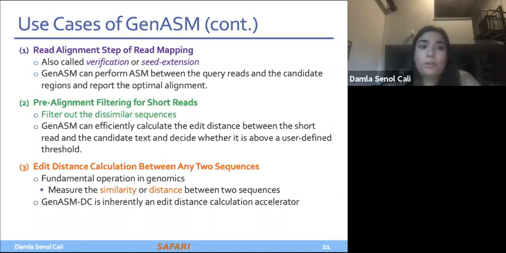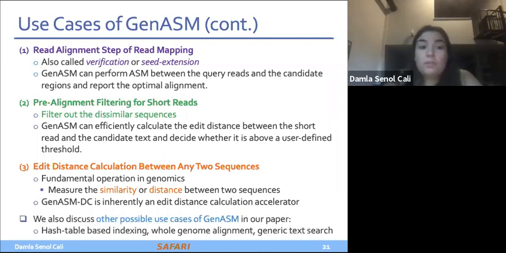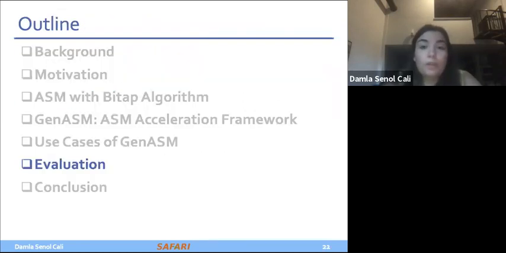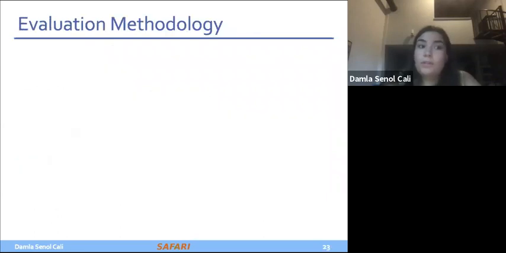And the third use case is a fundamental operation in genomics, which is edit distance calculation, measuring the similarity distance between two sequences. GenASM DC, as we explained, is inherently an edit distance calculation accelerator, so it's another natural use case of GenASM. We also discuss other possible use cases of GenASM in our paper, and one of them is generic text search, for example. For more details, please refer to our paper. So let's move on to the evaluation.